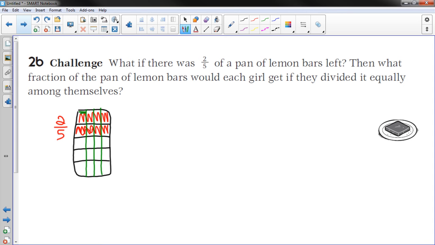So each girl is going to get this amount here. 2 out of what's the total? How big is the whole thing? Right here, how big is that? Well, this way's 4. There's 2, 3, 4, 5 here. 4 times 5 is 20. So 2/5, this is my equation. Somehow I lost that piece. Divided by 4 is 2/20.